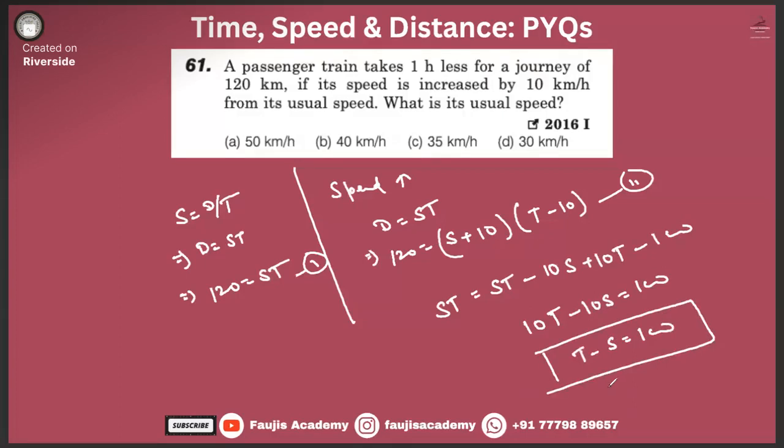So let's replace what? T. T is equal to 100 plus s. So just write down over here: 120 is equal to s into 100 plus s, 100 s plus s square.